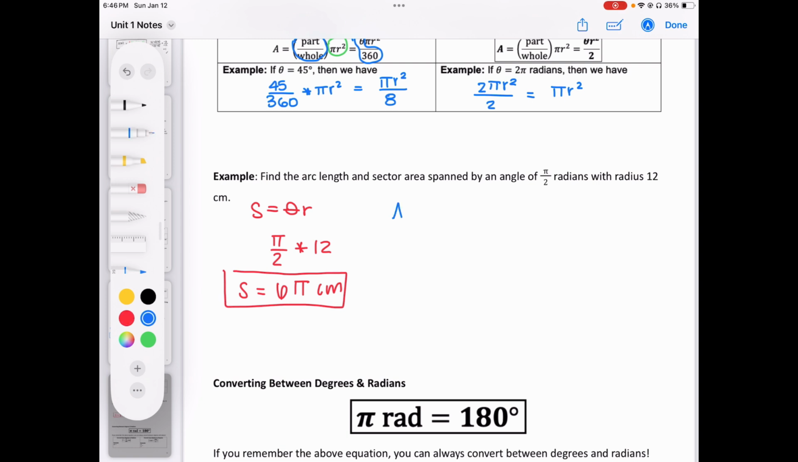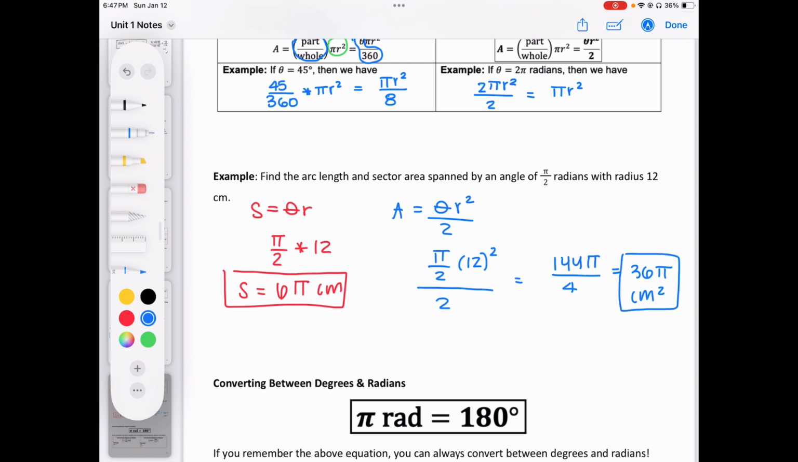For the area, we have the equation pi r squared over 2 because we're in radians. Let's go ahead and plug in everything we've got. Okay, all divided by 2. We're going to go ahead and simplify. This will be 144 pi over 4, or 36 pi centimeters squared. Okay.